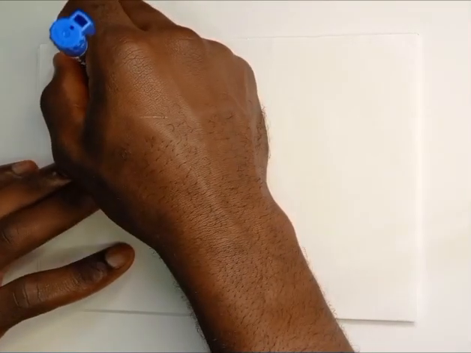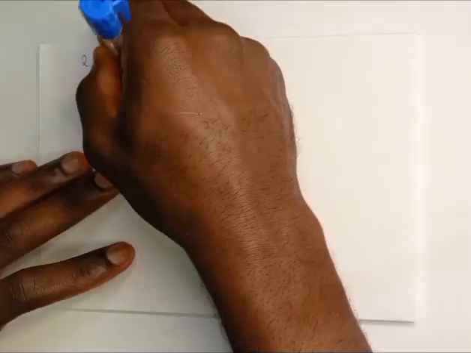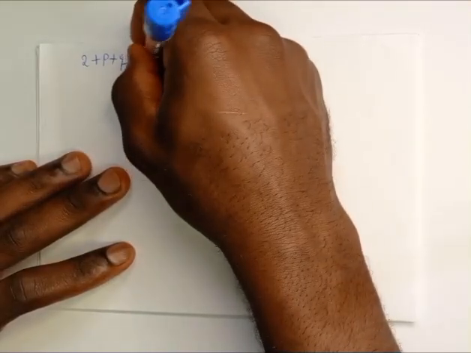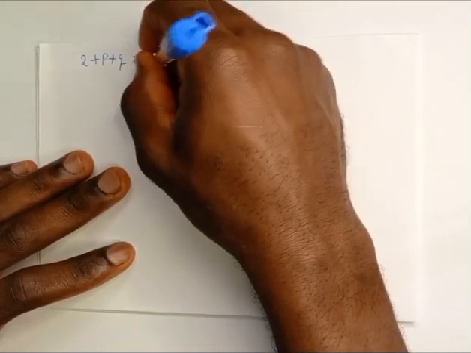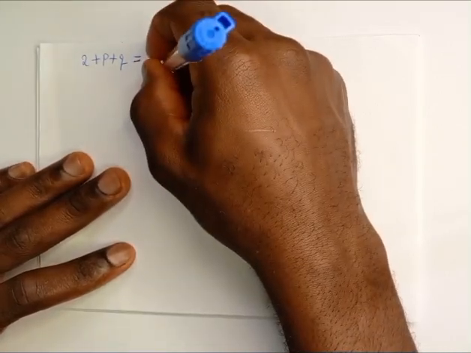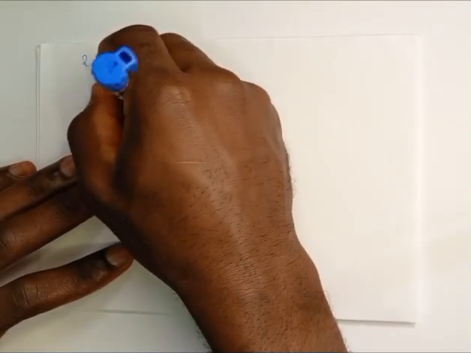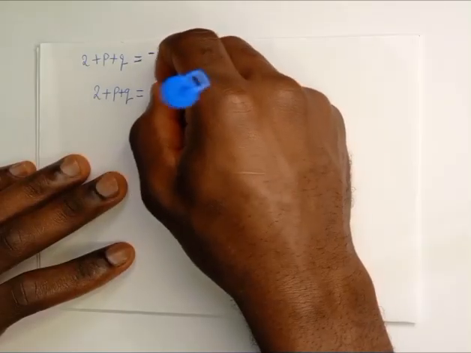So this will give us 2 plus p plus q to be equal to negative b. We put the negative sign. The value of b is negative 5. Then we divide by the value of a, which is 2. So this will give us 2 plus p plus q is equal to 5 over 2.